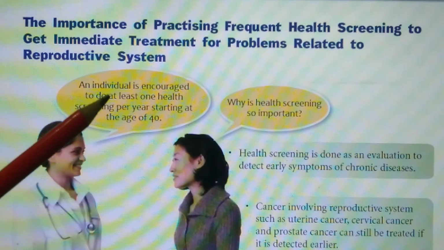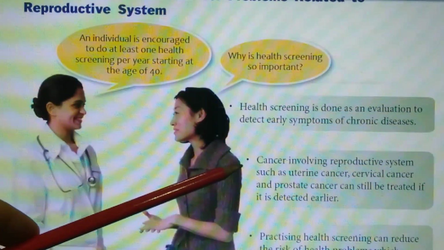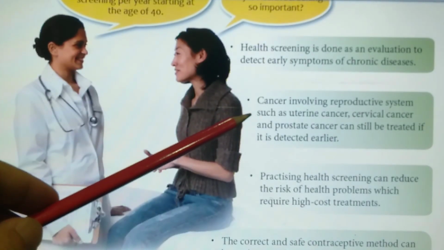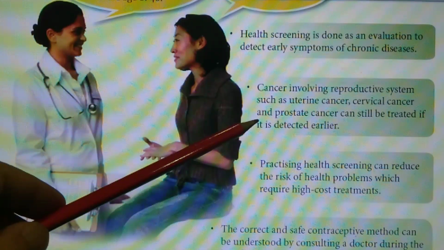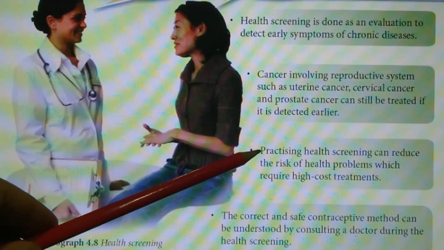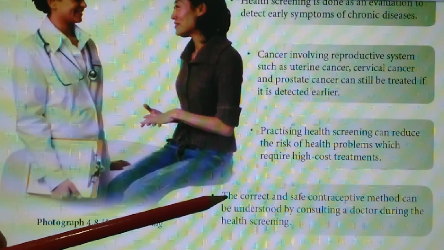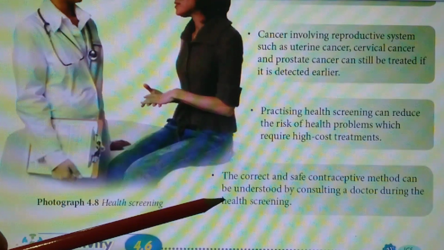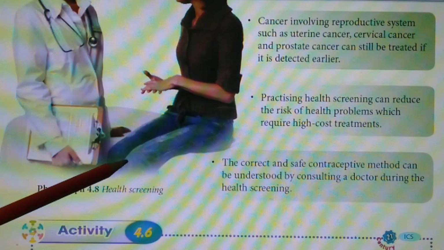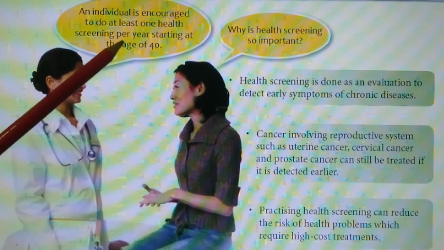And why is it important to do this health screening? The first one is that health screening is done as an evaluation to detect early symptoms of chronic diseases. Second, cancer involving the reproductive system such as uterine cancer, cervical cancer, and prostate cancer can still be treated if it is detected earlier. Next, practicing health screening can reduce the risk of health problems which require high-cost treatment. The correct and safe contraceptive method can be understood by consulting a doctor during the health screening. So it is very important for the married couple to practice this health screening, at least one per year.